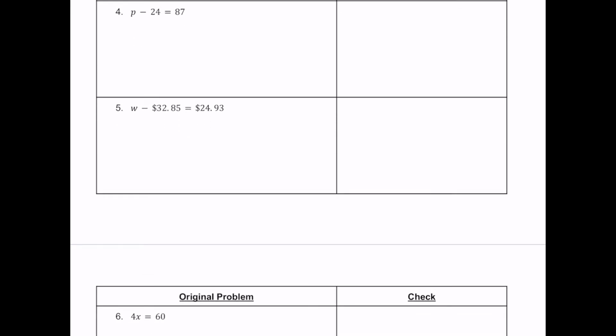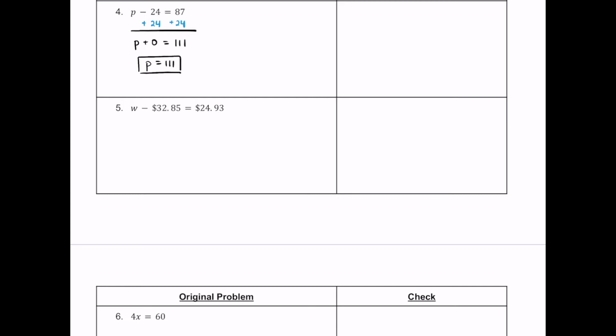Here's question 4. For this equation, we have p minus 24 is equal to 87. So we're going to add 24 to the left side and add 24 to the right side. That's just using the addition property of equality. If we do that, that minus 24 and plus 24 becomes 0 because they're opposites. And on the right side, 87 plus 24 is going to be 111. We can drop that 0 from the identity property of addition and just say that p is equal to 111.